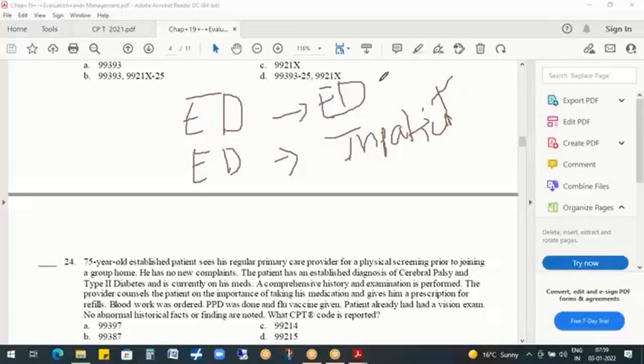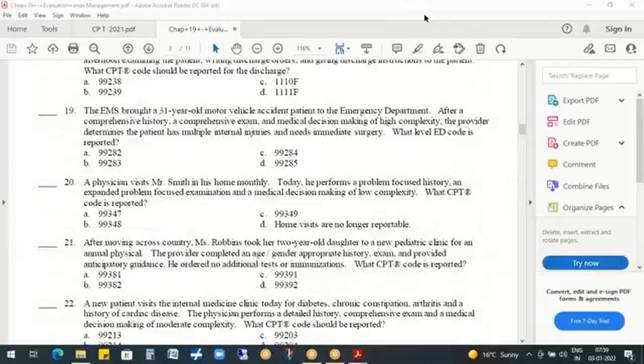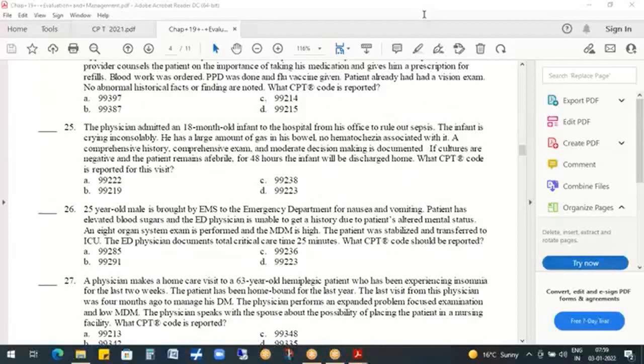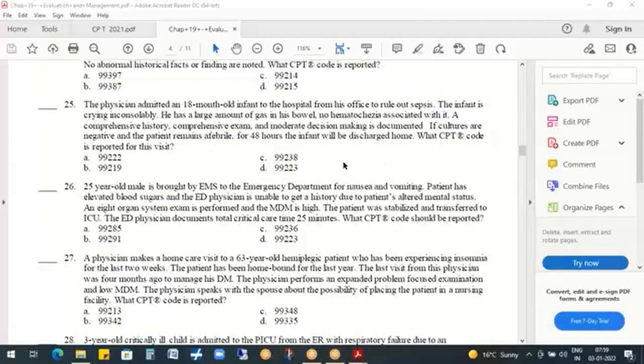Anyone is having difficulty in identifying the location? First three rules, understood everyone? Now, question number 25. Naheem, can you tell me what is the location?